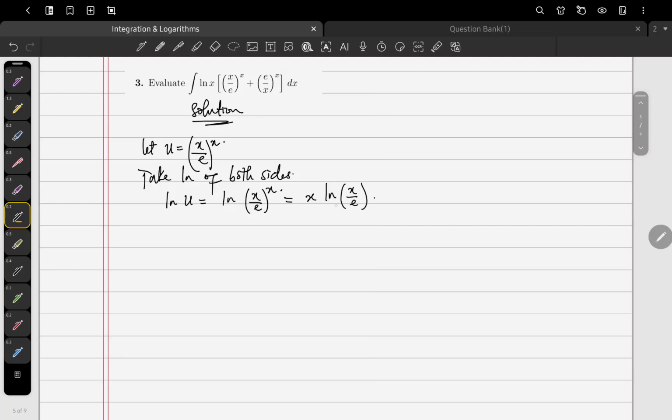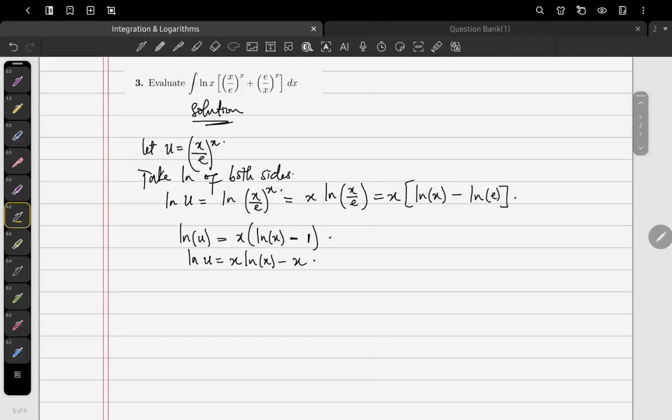And another property, when we have logarithm of a over b, we know that is logarithm of a minus logarithm of b. So this is logarithm of x minus logarithm of e. In other words, natural log of u is equal to x times natural log of x over e. This is exactly the reason why we had to spend some minutes going over the properties of logarithms. So natural log of e is 1, and it means natural log of u is equal to x natural log of x minus x.